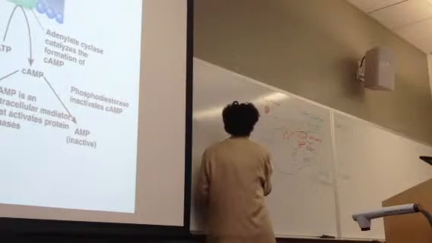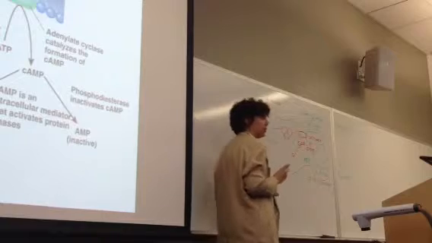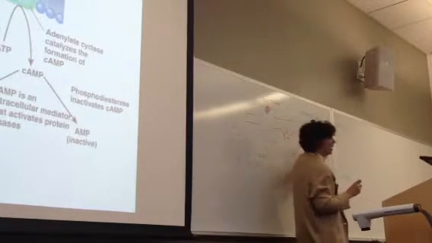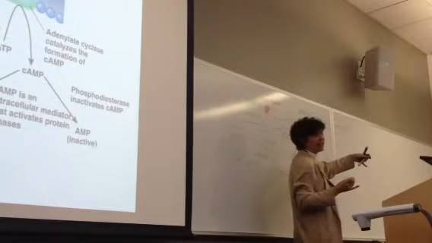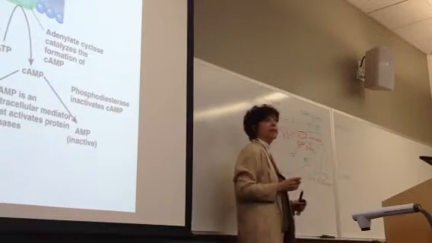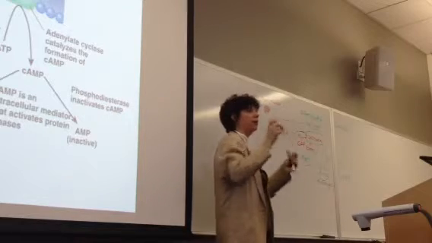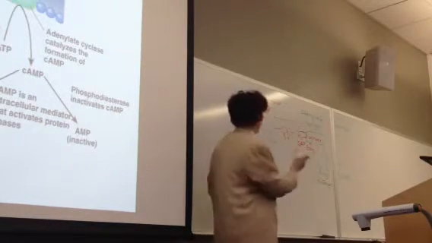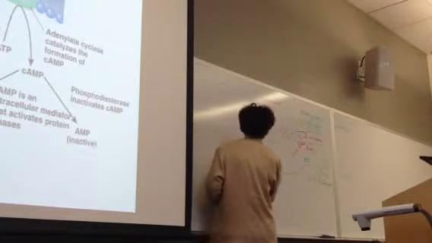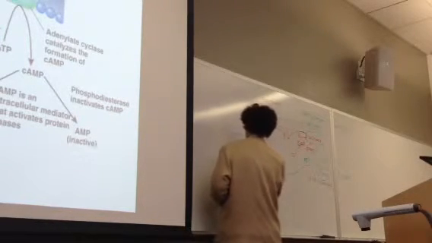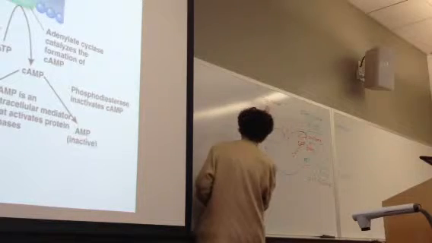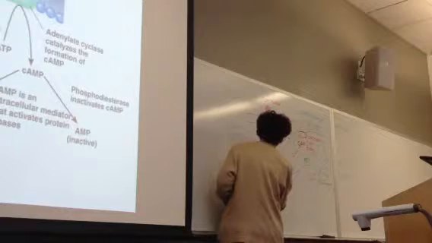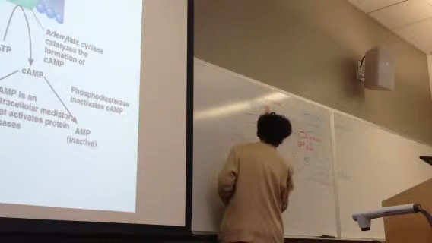And what this does is it adds phosphate groups. Phosphorylation. So when we take ADP and go to ATP, that's phosphorylation. There are many enzymes in the cell that are either turned on or turned off by the addition of phosphate groups. So this will phosphorylate cellular enzymes.